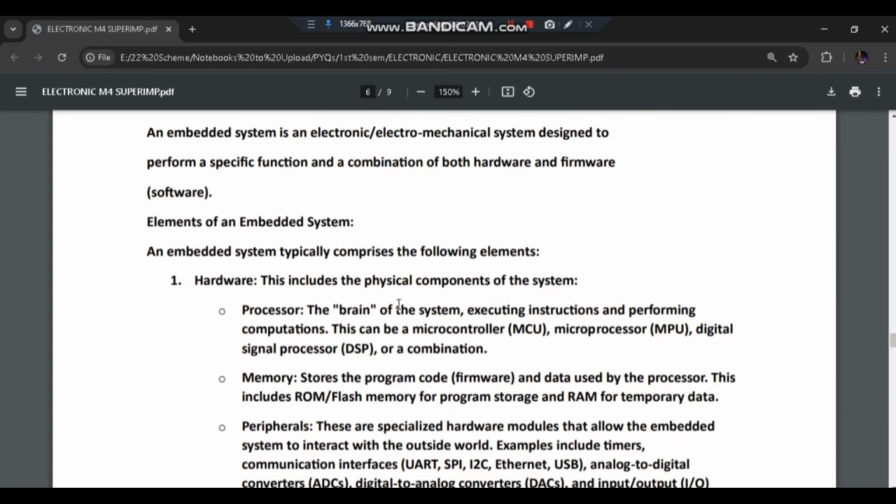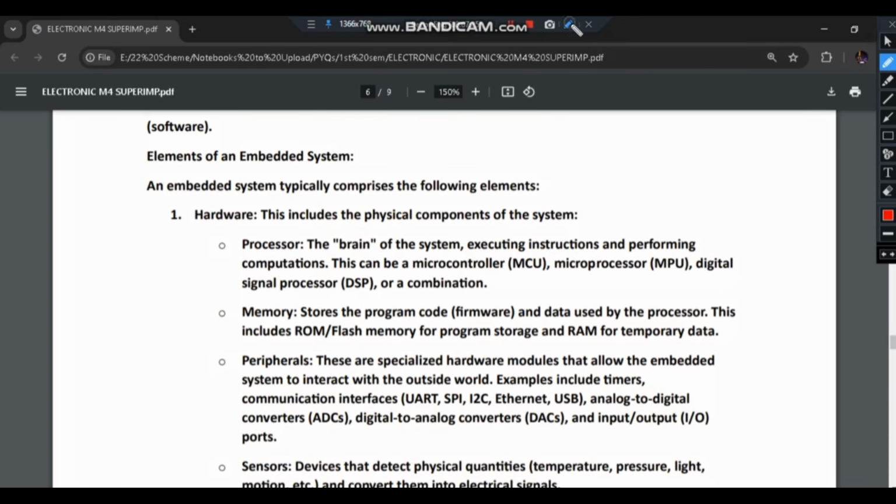So a few of the elements of the embedded system. How many elements are there? First we'll discuss the hardware elements. In hardware elements we have the processor, which is the brain of the system, which does the operations. It can be either a microcontroller, microprocessor, or a digital signal processor, or a combination of these. Next is memory. We have the flash memory or the ROM, or a permanent storage memory.